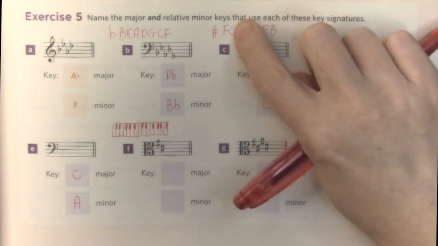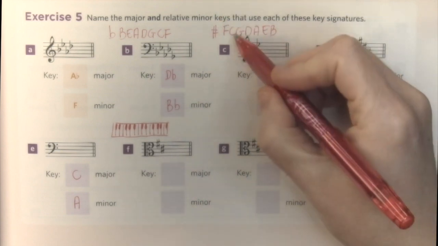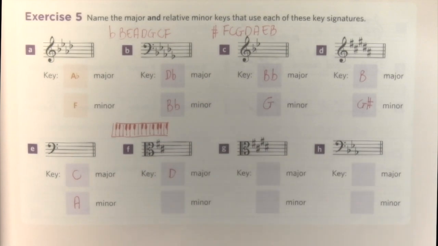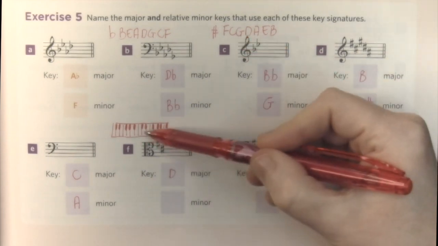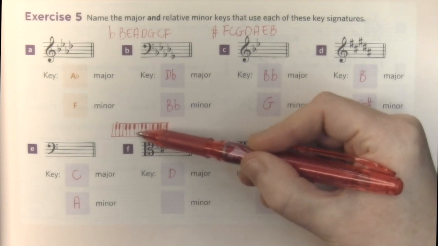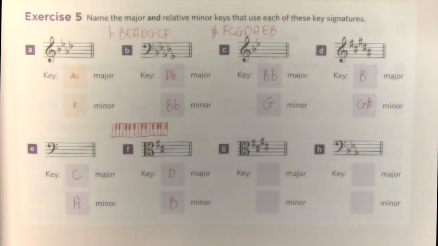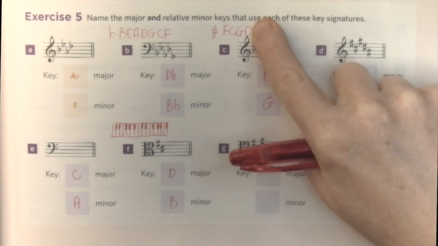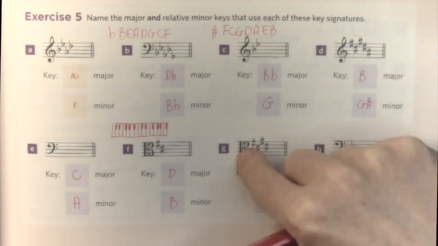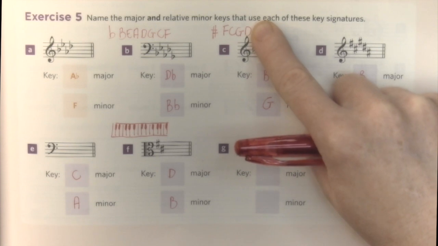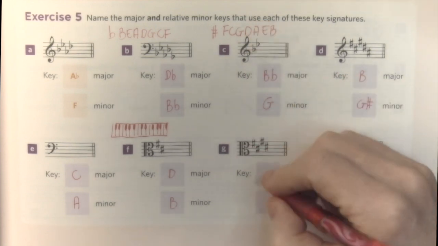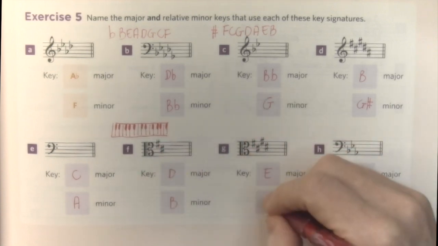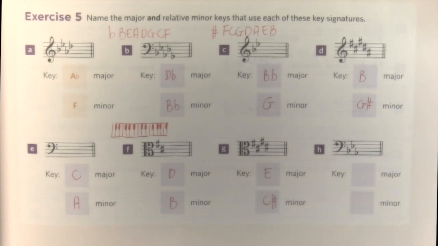2 sharps. Do we need to read them? No. Fa and Do. Do sharp plus 1 semitone is Re, so D major. D minus 3 semitones, 1, 2, and 3, B minor. 4 sharps, 1, 2, 3, and 4. The last sharp is D, if we don't want to read it in the alto clef. D sharp plus 1 semitone is E, so E major. E, 1, 2, and 3, C sharp. There you go, minor.